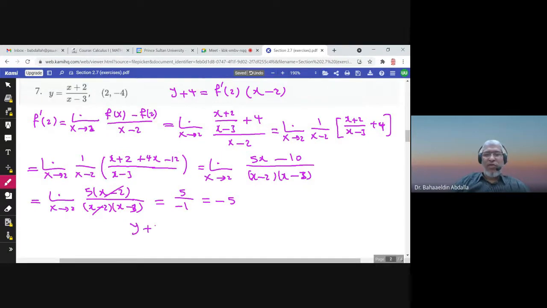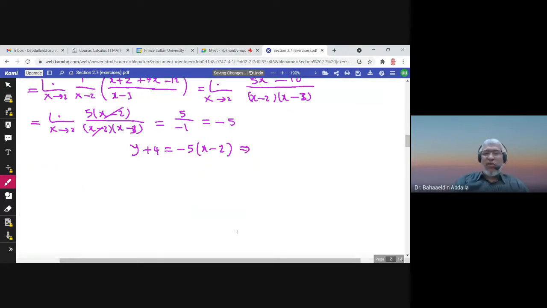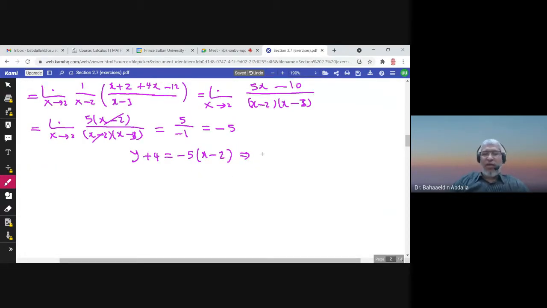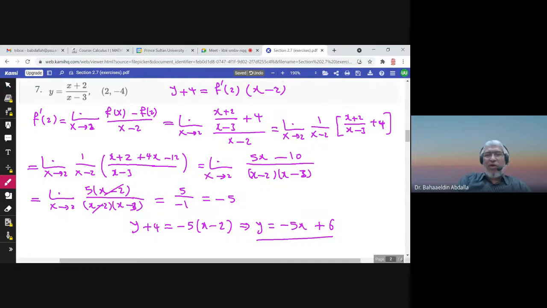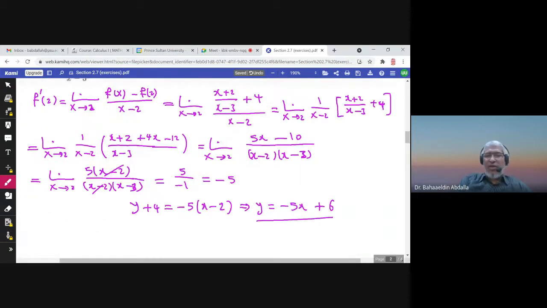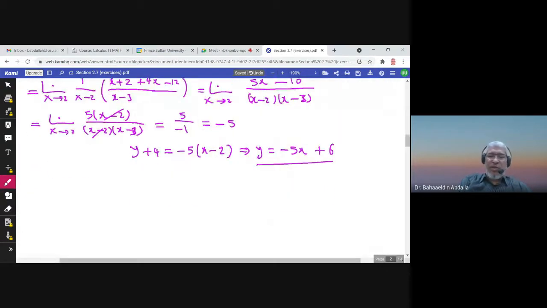So the equation would be y plus 4 equals negative 5 times x minus 2. Or if you solve the equation for y, then y is negative 5x minus 5 times minus 2 plus 10 minus 4 plus 6. So this would be the equation of the tangent line. Of course, you can try the other one, and you must get the same answer.